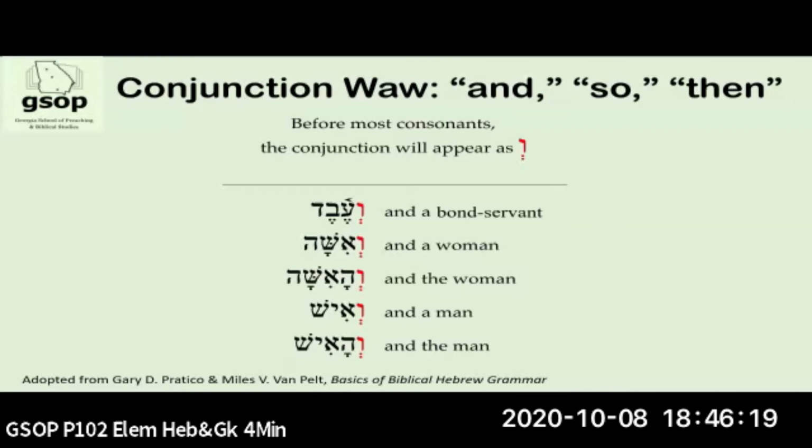Okay, and then we talked about the conjunction, the vav. And typically it shows up with a shavah underneath it. And it functions to say and, so, or then. So Eved is a bond servant, but Va'eved is and a bond servant, or but a bond servant, or then a bond servant, or also a bond servant. Context will determine how you do that. And obviously, until you get to your own translation, you're going to depend upon others who do the translation.